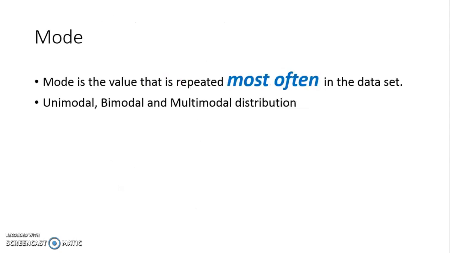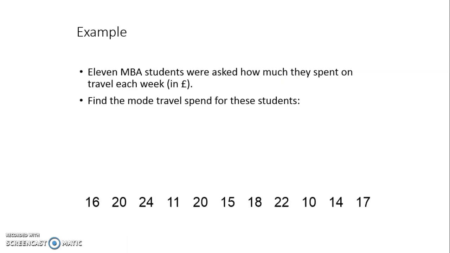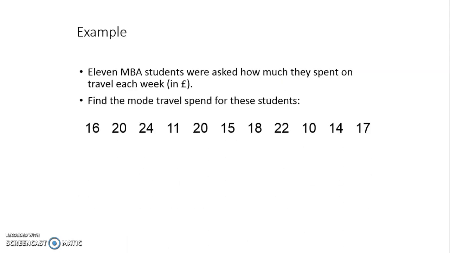Mode. Mode, as you all know, is the value that is repeated most often in the data set. Remember guys, the initial two alphabets, MO, states most often. We have unimodal, bimodal and multimodal distributions. Unimodal means a distribution which has one mode, bimodal means a distribution with two modes, and multimodal means a distribution with many modes. Again, we repeat the same example.